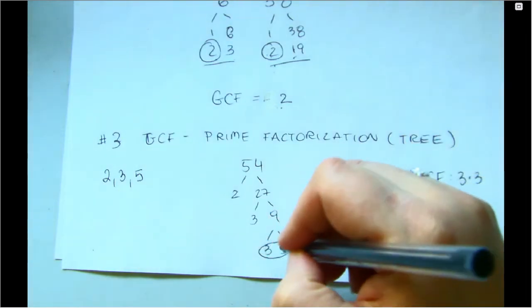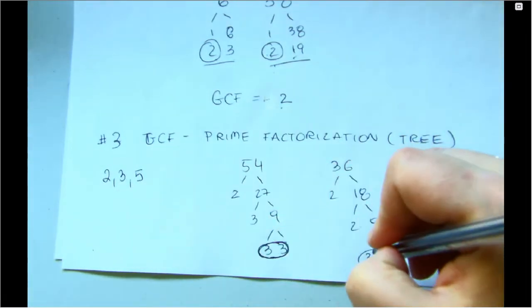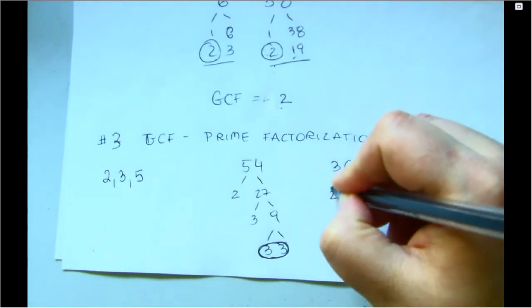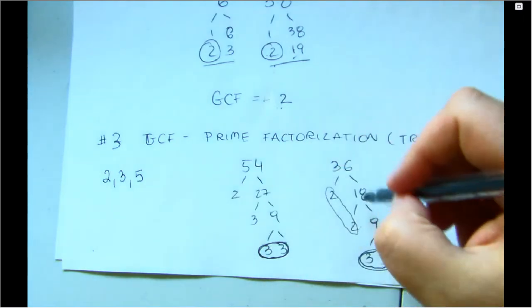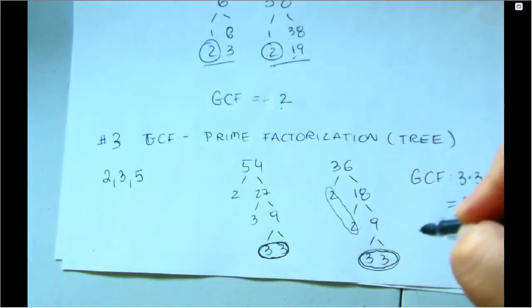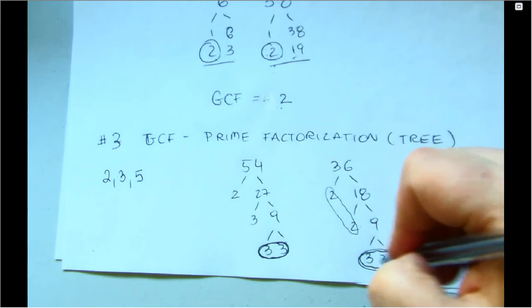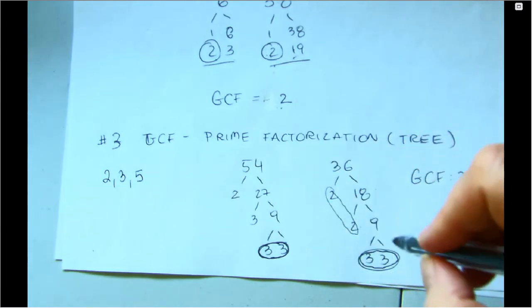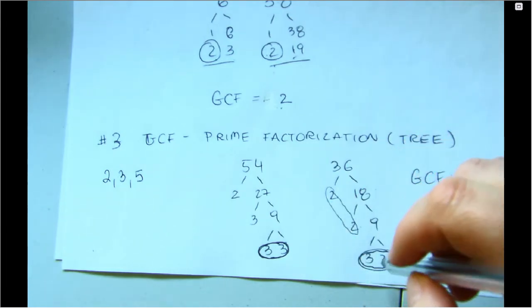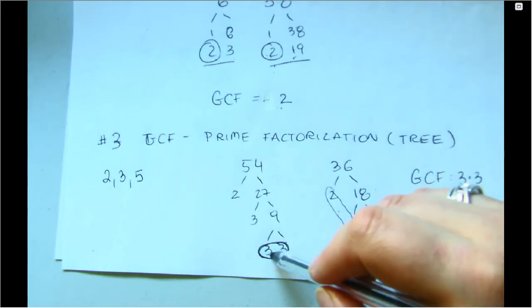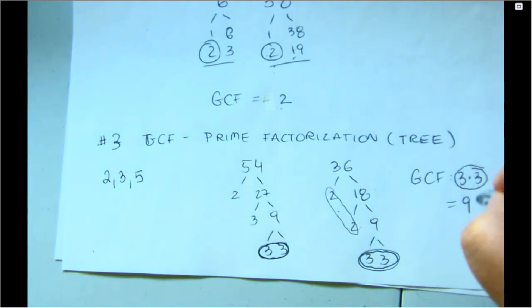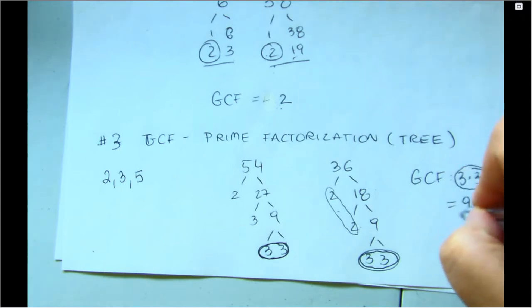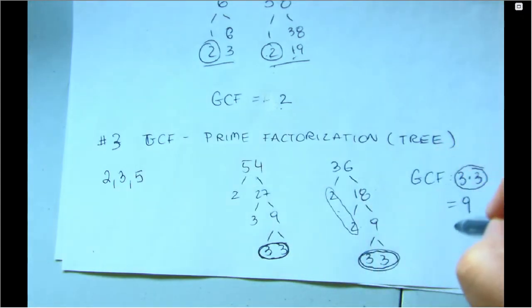I'm looking for pairs. I have one pair of 3s and one pair of 3s over here. I also have a pair of 2s right here. You're only looking at the end of the tree. Those numbers really don't exist because we already split them, so we're not looking for those. We're looking at the end of the branches. So I'm looking for a pair of 2s, a pair of 3s, and a pair of 3s. You're only using the ones that repeat in both of them, and that is two 3s. So 3 times 3 is 9. Your greatest common factor for 54 and 36 is 9.